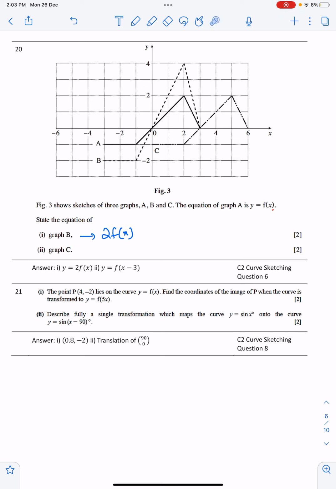So for a vertical stretch, we always write a constant here, which is the stretch factor. Graph C. If you look at graph C, the whole original graph has shifted. This point has shifted here, so it has shifted 3 units to the right. Let's check the rest of the points also. Every point on the graph has shifted 3 units to the right, so you will write x minus 3. If it shifts to the right, the sign will be negative. If it shifts to the left, the sign is going to be positive. If they ask you to describe this, you can also say that it's a translation by the vector (3, 0).